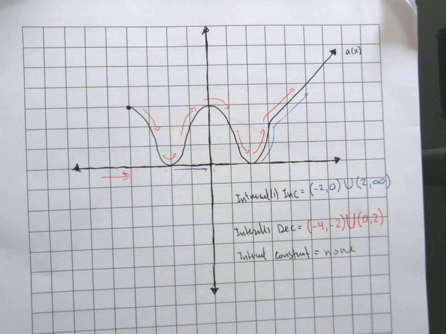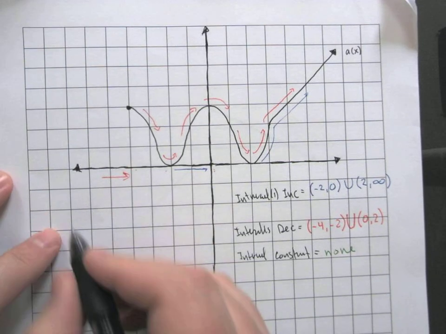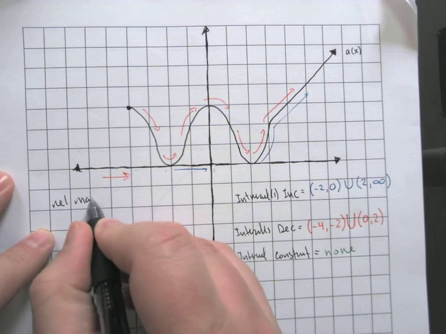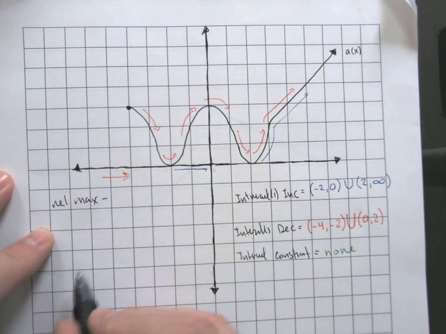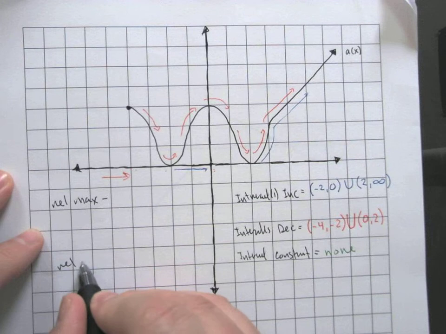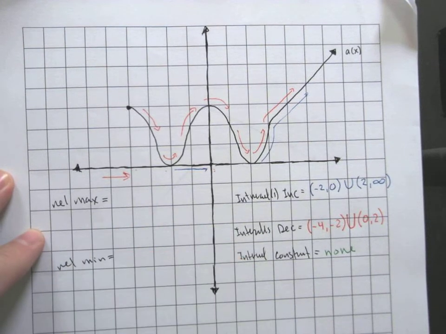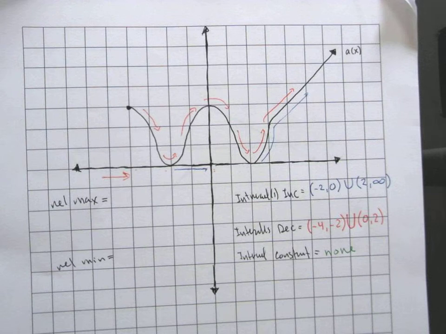Okie doke. So we did increasing, decreasing, and constant. The next thing we're going to look at are these relative maximums and minimums. And so I will mark relative max. So this could be a few. And relative min. This could be a few. So we'll leave space for a couple of these. We'll talk about how to notate it also.